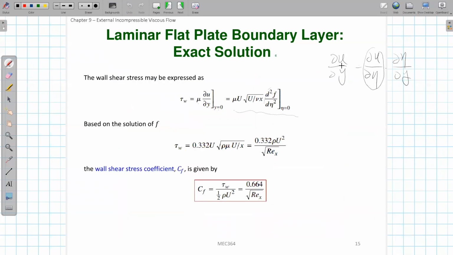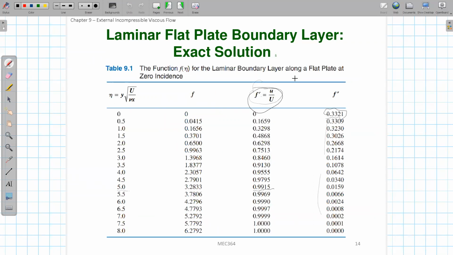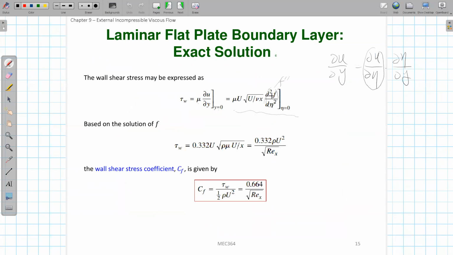f prime prime, d squared f d eta squared, is f prime prime. At eta equal to 0, it has this value, 0.3321. So that's why you get this 0.332 here. So tau w equals 0.332 times this U, and also this U, and this is mu, and this is small nu. We know there are differences between the density, so they can cancel out, and there will be density left. And it will be equal to this.